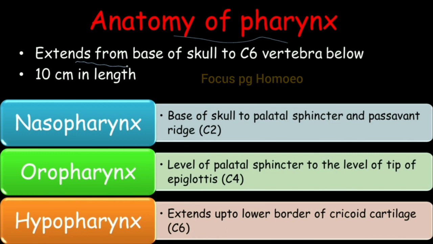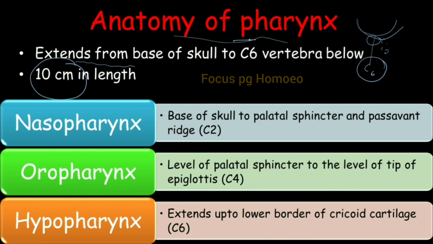It extends from the base of skull up to C6 vertebra. Just imagine this is the base of skull and here comes the C1 vertebra, C2 and finally the pharynx ends at C3 level. So here it is almost 10 centimeter in length.